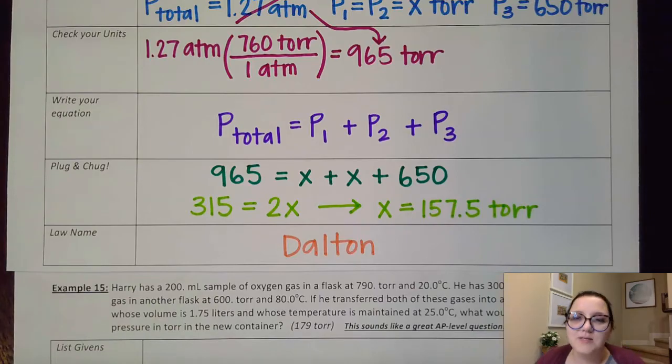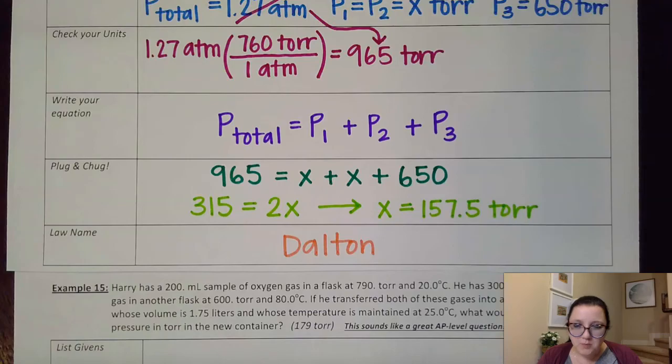Again, we're not going to be super nitpicky on sig figs. We just don't want to show a whole bunch of extra or shorten our answer by too much. So don't panic about it, but showing 158 torr would have been just fine. This law name is Dalton.